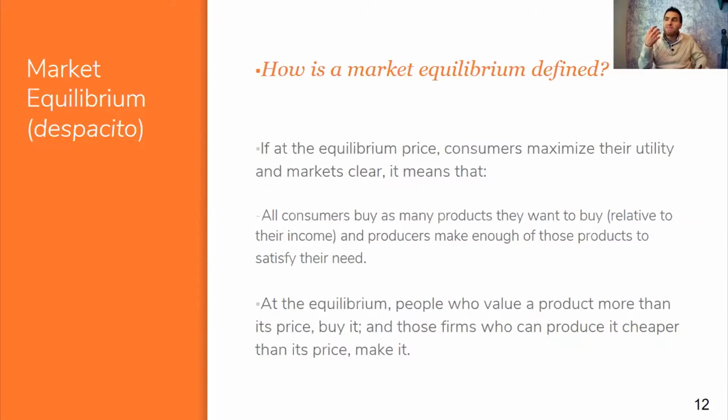If you have a market in which consumers are satisfied, but producers will not be able to sustain this price because they're not making profit, they're actually losing money, that market will collapse quickly and there will be no market equilibrium. In other words, that is an unstable market equilibrium. Essentially, at the equilibrium price, the people who value a product more than the price they see at the store will buy it. And those firms that can produce those products at a cheaper price than what they're going to sell it at will be able to participate in that market and generate some profits.